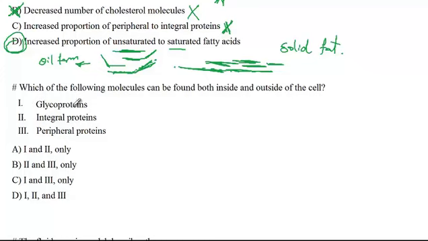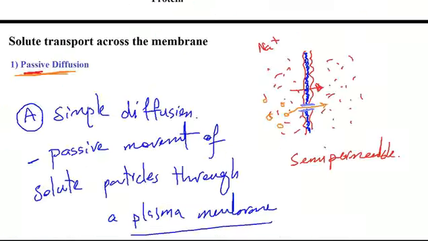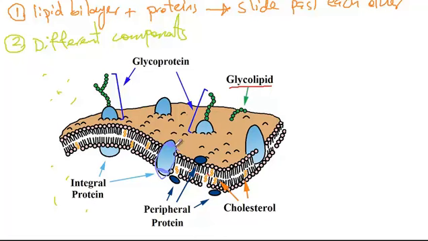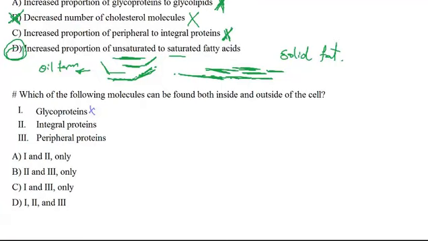So we just discussed that glycoproteins are only found on the external environment, so that's incorrect. Integral protein, we described how it can span the entire length of the cell membrane, and it could be found either on the outside or inside. So here in this image, you see that the integral membrane can be both on the inside and outside, and that the peripheral proteins can also be on the inside or outside. But glycoproteins are only found outside the cell. So therefore, the answer here would be choices 2 and 3 only.